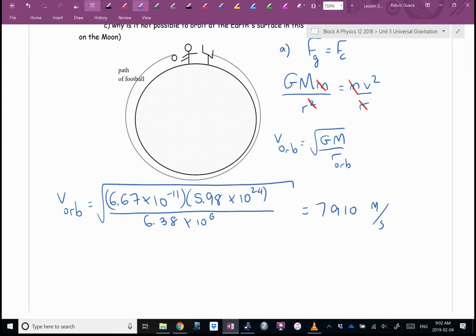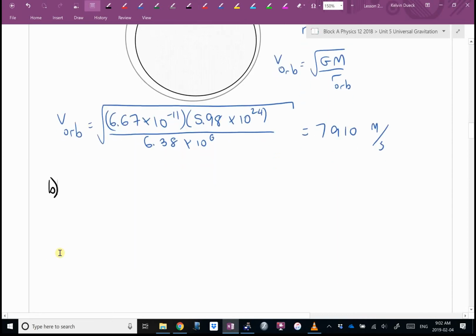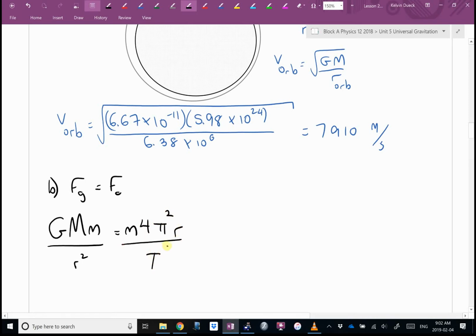Jacqueline, what does B want me to find? Period, I think. What path are we tracing out? What's pulling us in a circle? Gravity is what's pulling me in a circle. I'm still going to go big G, big M, little m over r squared, but now I'm not going to use mv squared over r. I'm going to use m 4 pi squared r over t squared.